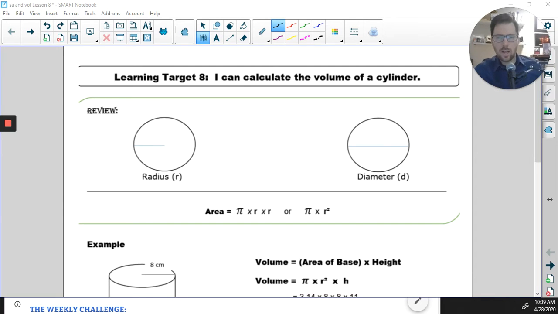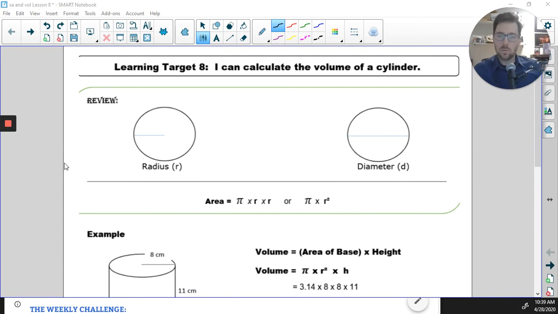Target number 8, looking at calculating the volume of a cylinder. So we've looked at rectangular prisms, triangular prisms, and now we're looking at cylinders to wrap up how we take a look at volume. So let's review a couple things.